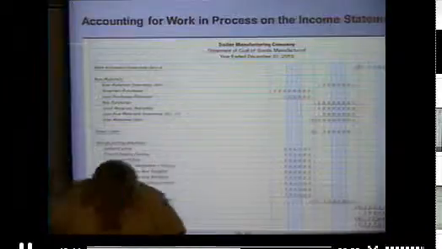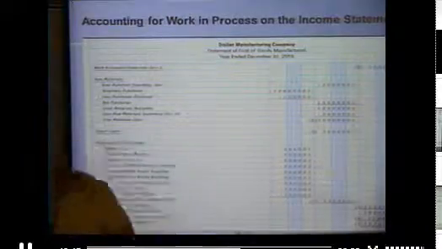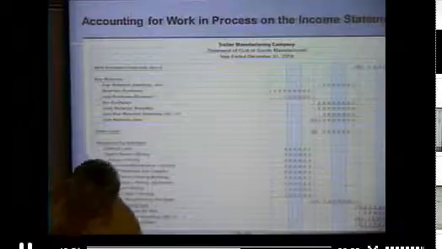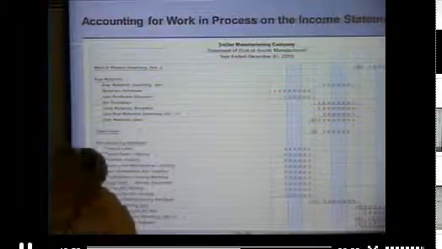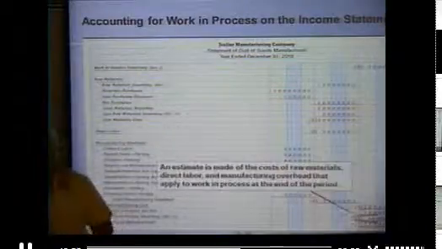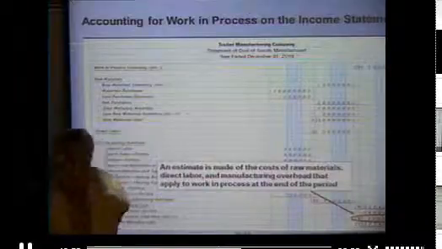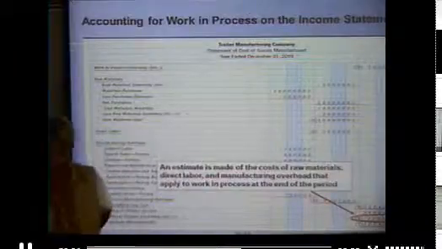This is still the cost of goods manufactured. Oh well, maybe this is cost of goods raw material over that applies to the work. Okay, oh well, okay, yeah. Look at number 6. I know why they put that on here.